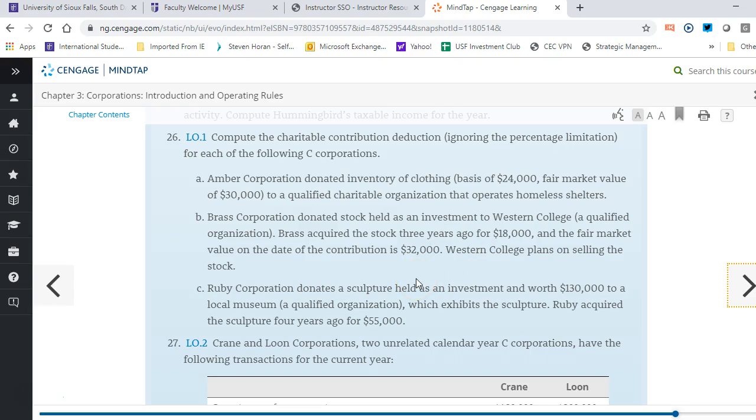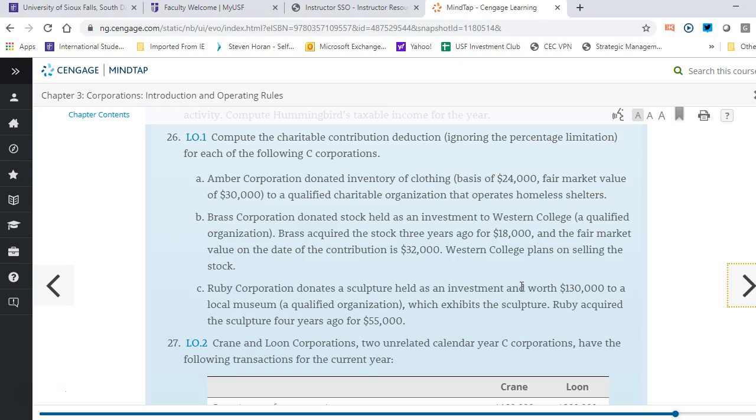Then part C says that Ruby Corp donates a sculpture held as an investment and worth $130 to a local museum, a qualified organization, meaning that you can give them donations and get a tax deduction for that, which exhibits the sculpture. Ruby acquired the sculpture 4 years ago for $55. So it was worth $55, it's now worth $130. The question is, what is the deduction? And it is $130. It's a capital gain property.